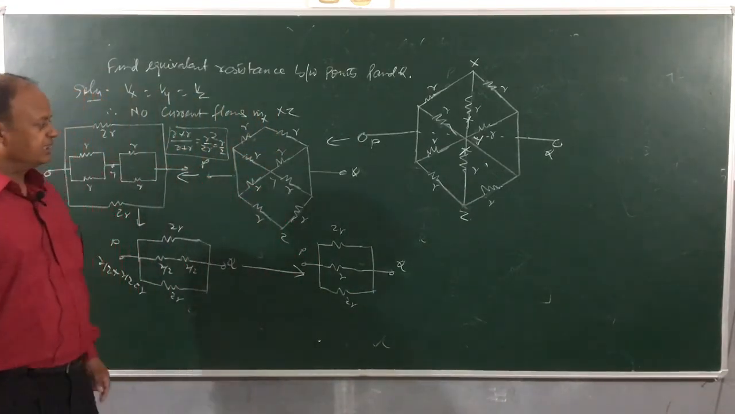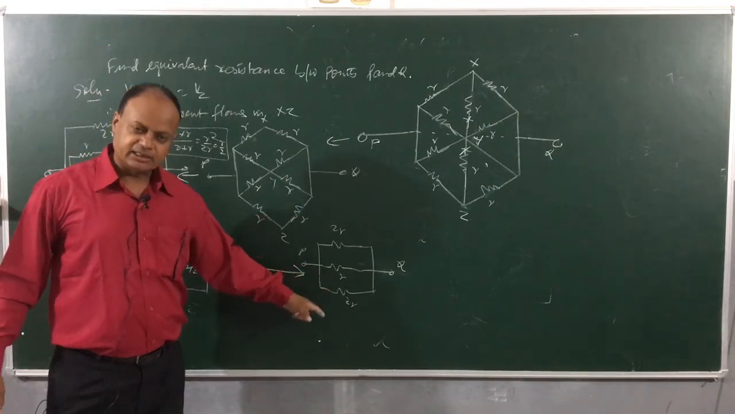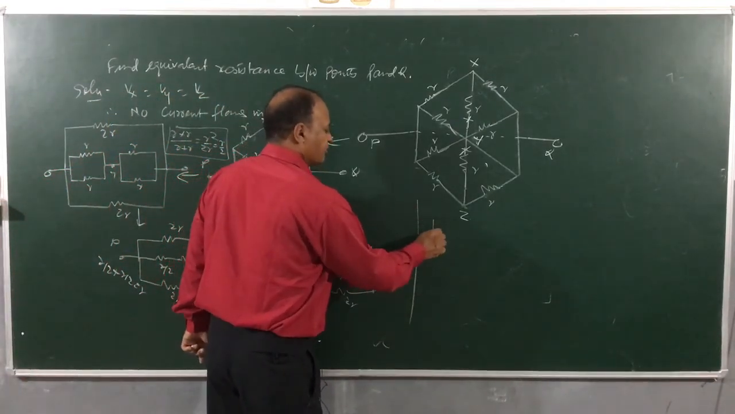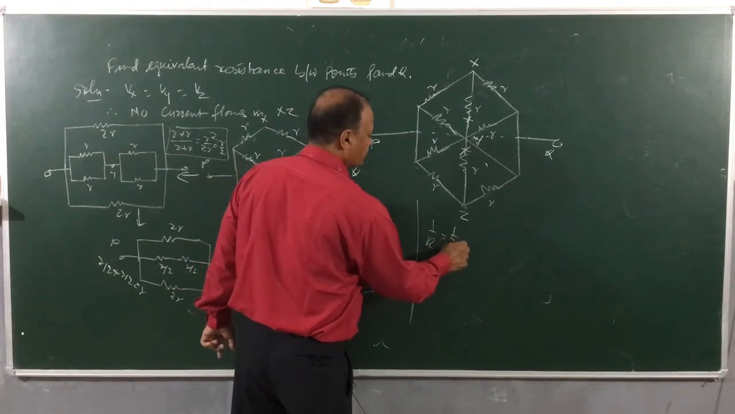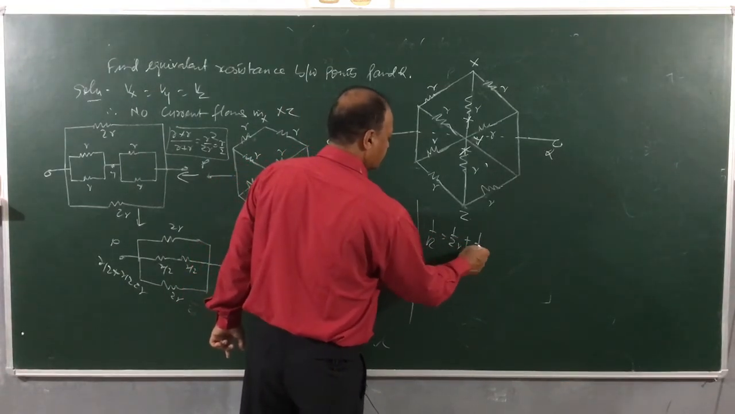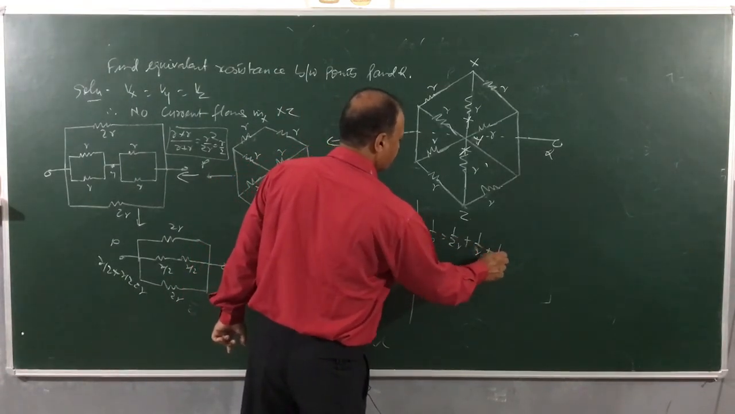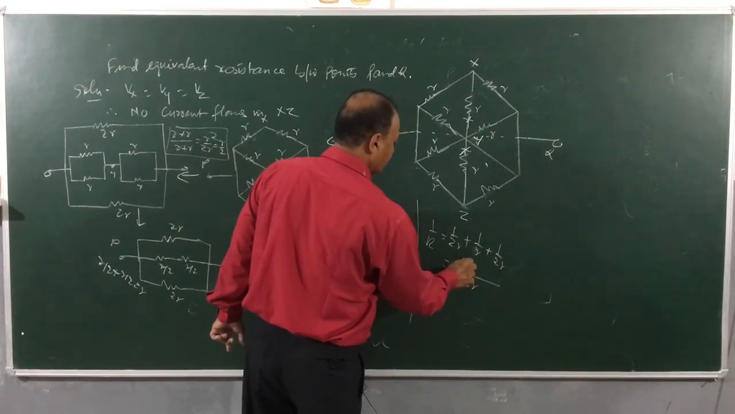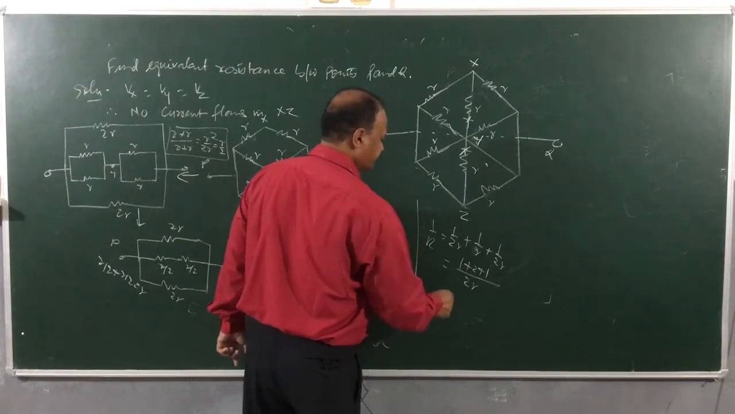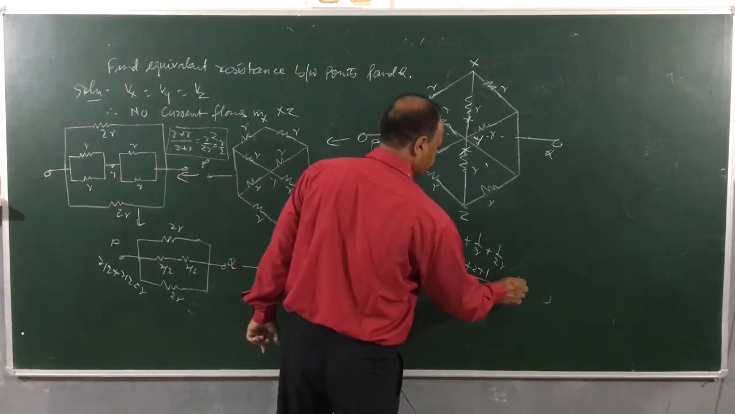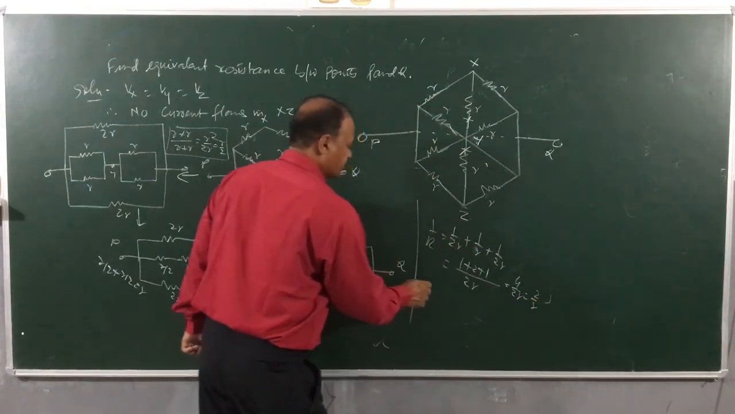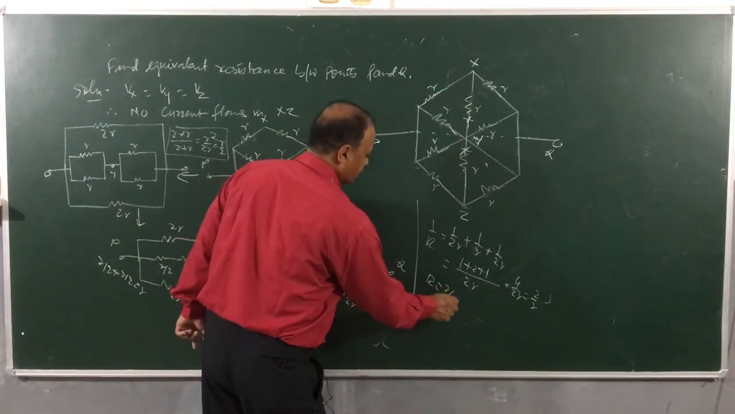And children, finally, we can see that 2R, R and R, they connect in what? Parallel. So, how much will you get? 1 by R is equal to 1 by 2R plus 1 by R plus 1 by 2R. So, take LCM as 2R: 1 plus 2 plus 1. So, we have 4 by 2R, which is 2 by R. So, how much is R? R is equal to R by 2.